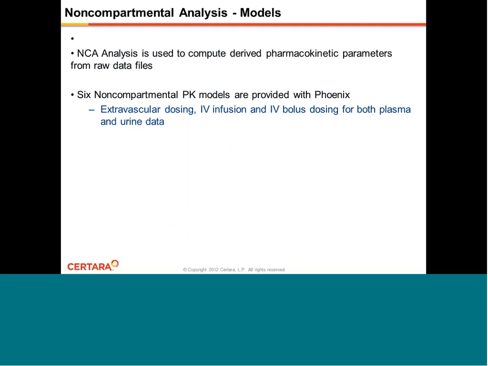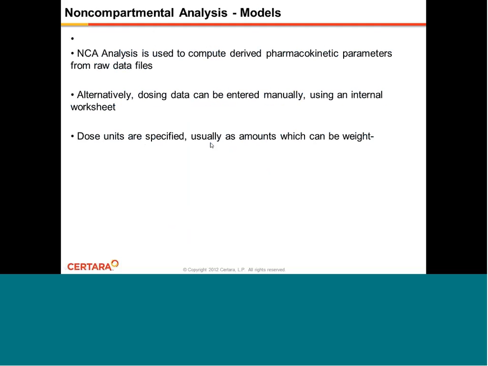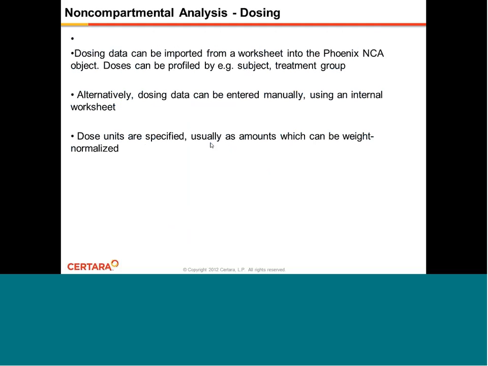Okay, so these different combinations of route of administration and sample matrix add up to six non-compartmental models provided with Phoenix. In terms of the dosing data, it can be imported from a spreadsheet into the Phoenix NCA object and be profiled by different sort variables such as subject and treatment group. Alternatively, you can also enter dosing data manually using an internal worksheet just by typing the value in. The dose units are specified, usually as amounts which can be weight normalized.